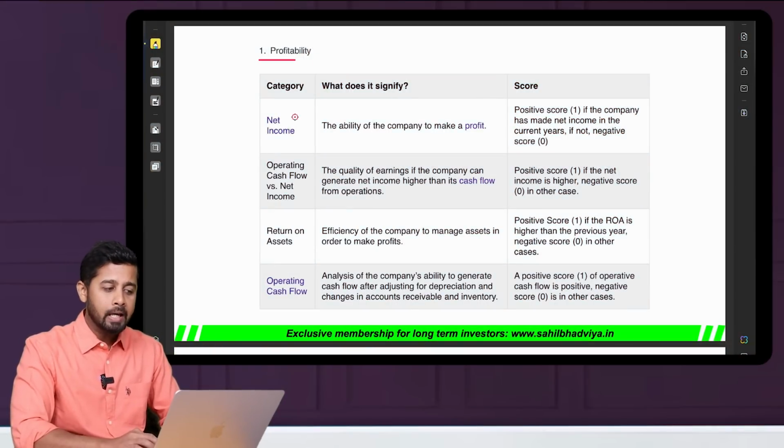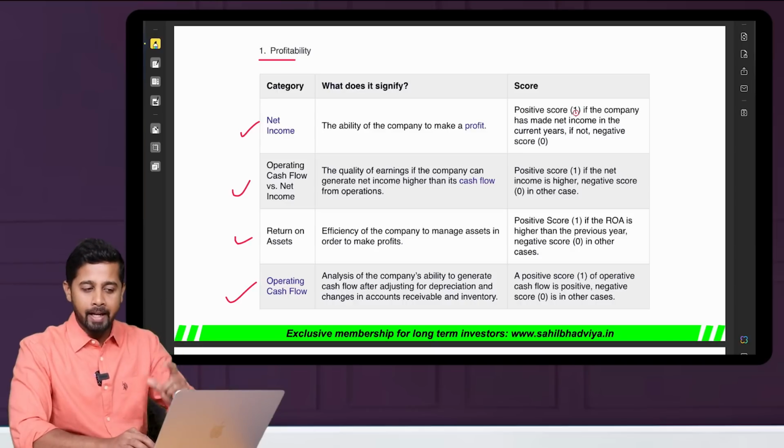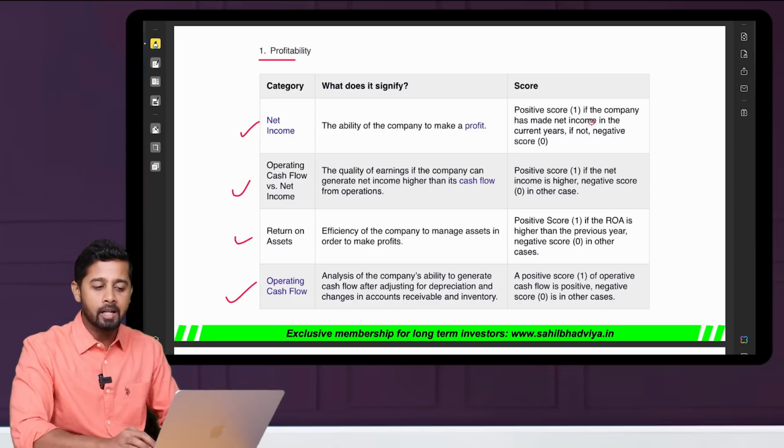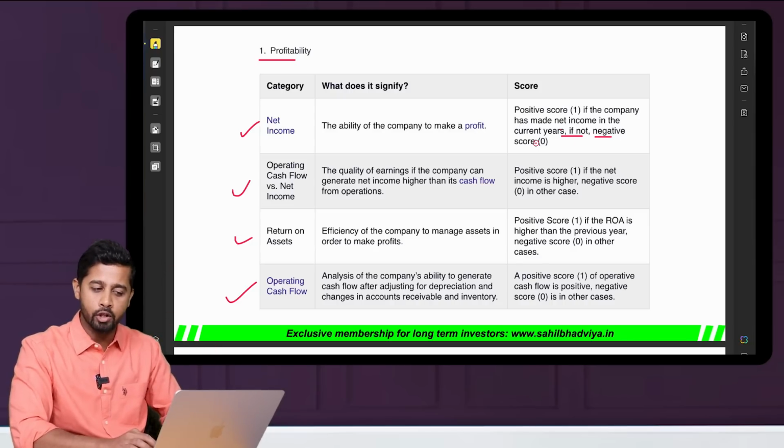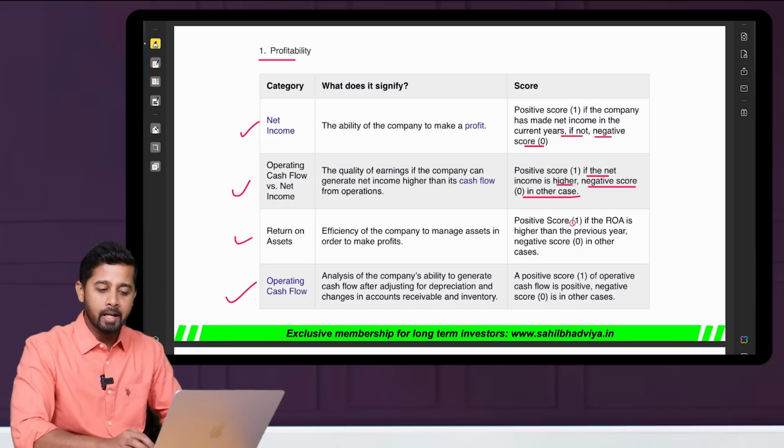First is the profitability, where it uses net income, operating cash flow versus net income, return on asset, operating cash flow. And the criteria is that if the company has made net income in the current year and it is positive then it gives a score of 1, if it is negative it gives a 0 score. Second is operating cash flow versus net income. Positive score if the operating cash flow is higher than net income, negative score in the other case, right? Return on asset, positive score if ROA is higher than the previous year, and then operating cash flow, positive score if operating cash flow is positive.